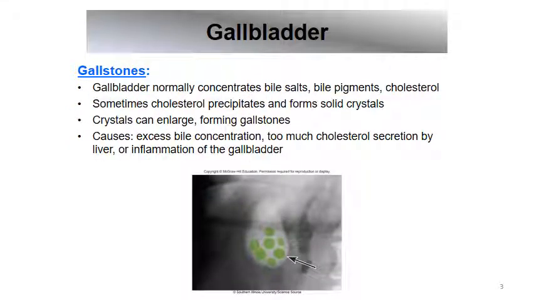The gallstones, so sometimes what happens is too much cholesterol, too much calcium can lead to these crystals forming. And so sometimes these crystals can enlarge and form these stones. So some of the causes: excess bile concentration, too much cholesterol secretion, too much calcium could also be it, or inflammation.